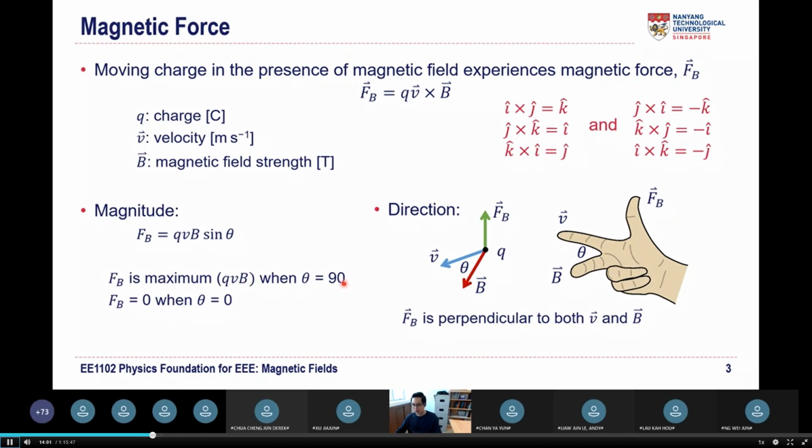And when theta is 0, that means V and B are in the same direction. Then the resulting force is going to be 0 because the cross product of two parallel vectors is 0. Nothing.